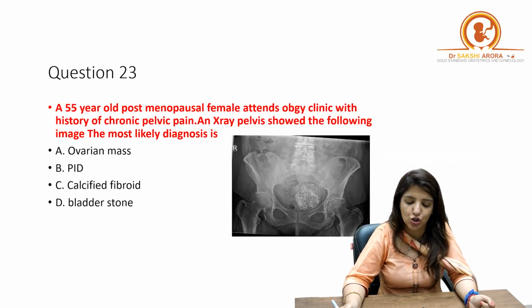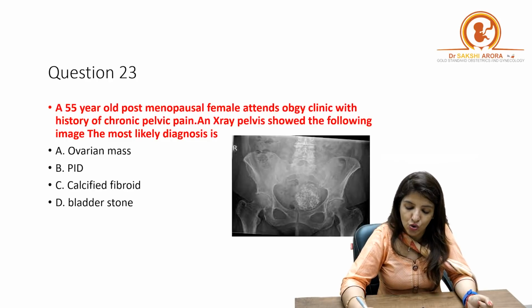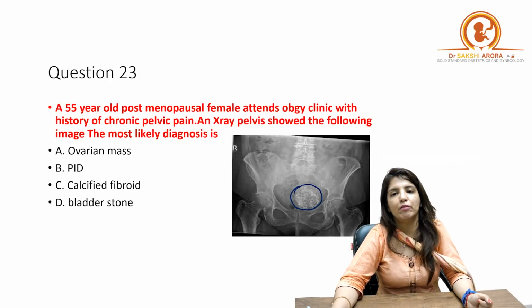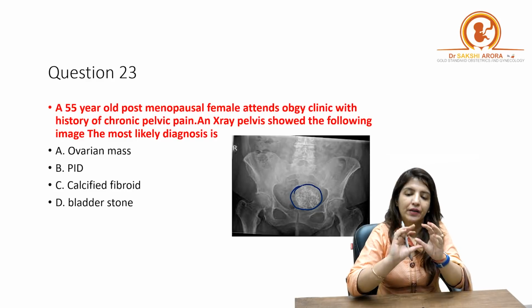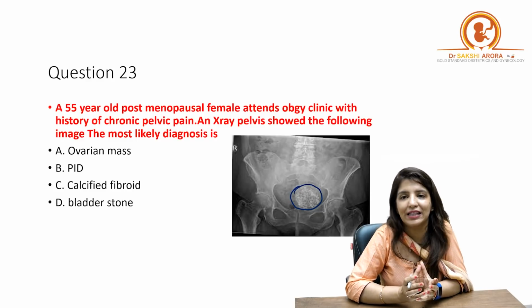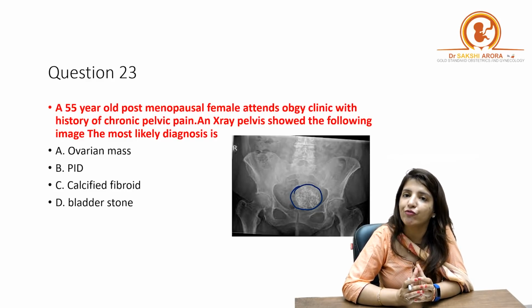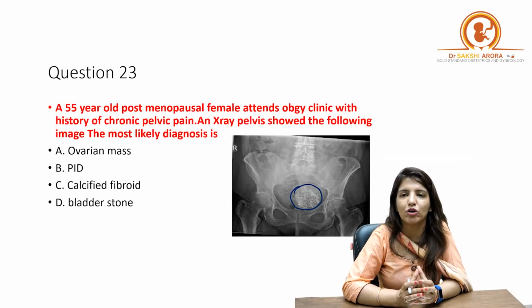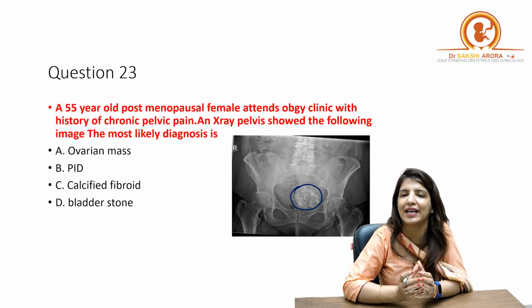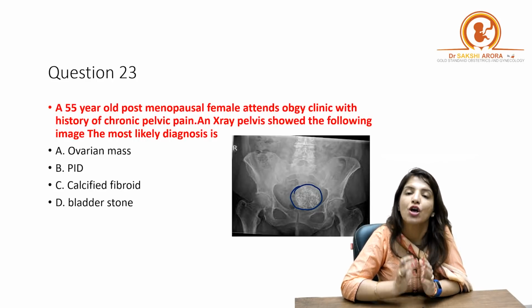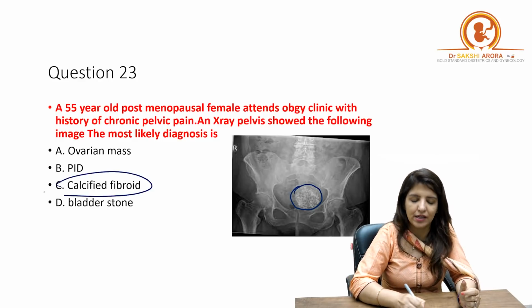Next question. A 55-year-old postmenopausal female attends OBGY clinic with history of chronic pelvic pain, and X-ray pelvis shows the following image. The most likely diagnosis is. So over here you are seeing an image where you are seeing a pelvic mass which is calcified, right?